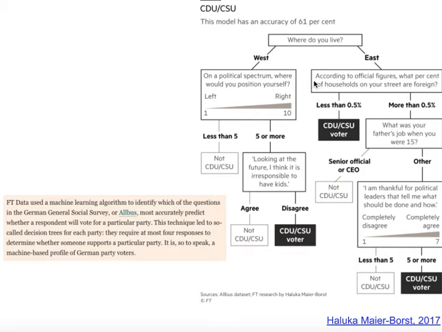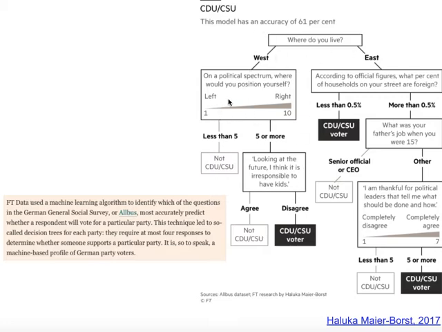So to some extent, the story here isn't necessarily about predicting who's going to vote in the election. It's actually about how predictable different groups are. So this is a prediction for one particular party and its voters compared to other voters. So in this case, the decision tree, this is what a decision tree looks like.